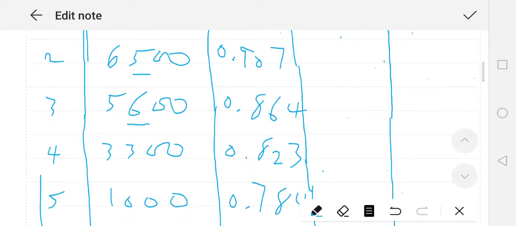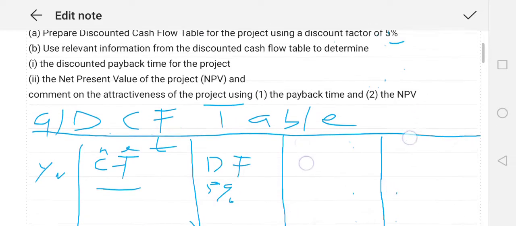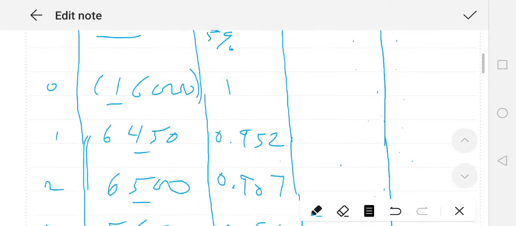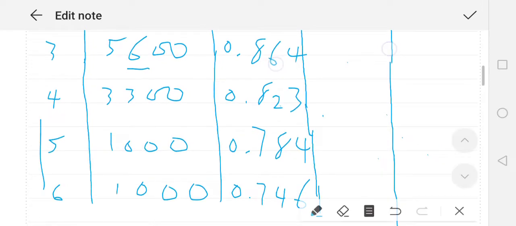And then year 4, we have 3,300, which is the net of 180 and 3,480. Year 5 too, we find the net, which is 1,290 minus 290, giving us 1,000. So we come to the table, we show the 1,000 there for year 5.